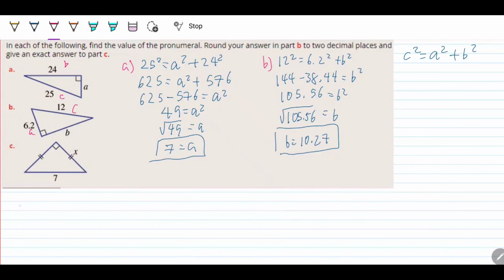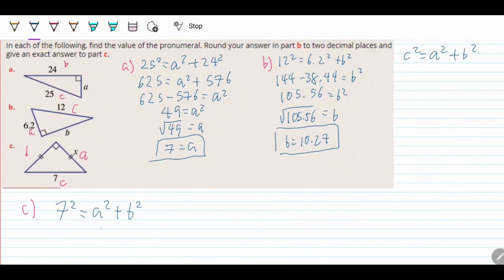Let's try the last example, C. For this one, we are given 7, and we are given a side length of X, and we are also given a side length of X. So let's label what we know. C must be the longest side length, opposite the right angle, so that's going to be here. X is A here, and B is also there. Okay, so C squared equals A squared plus B squared. So we have 7 squared equals A squared plus B squared.